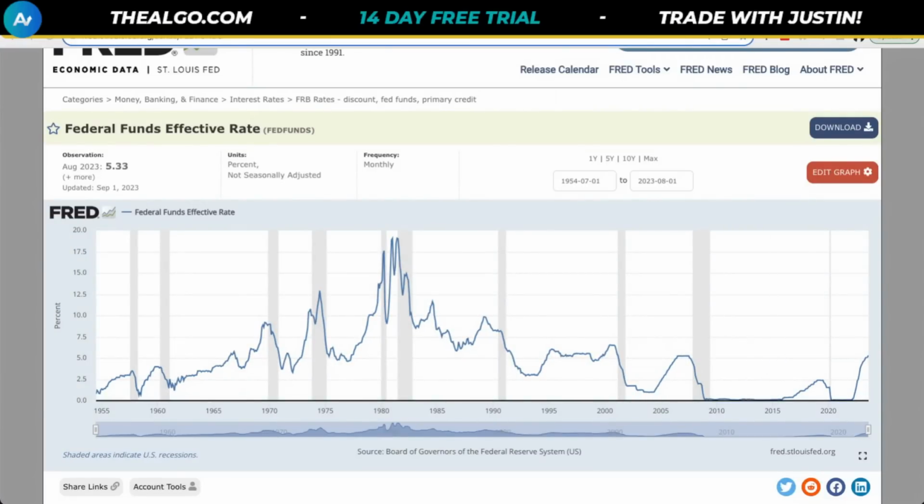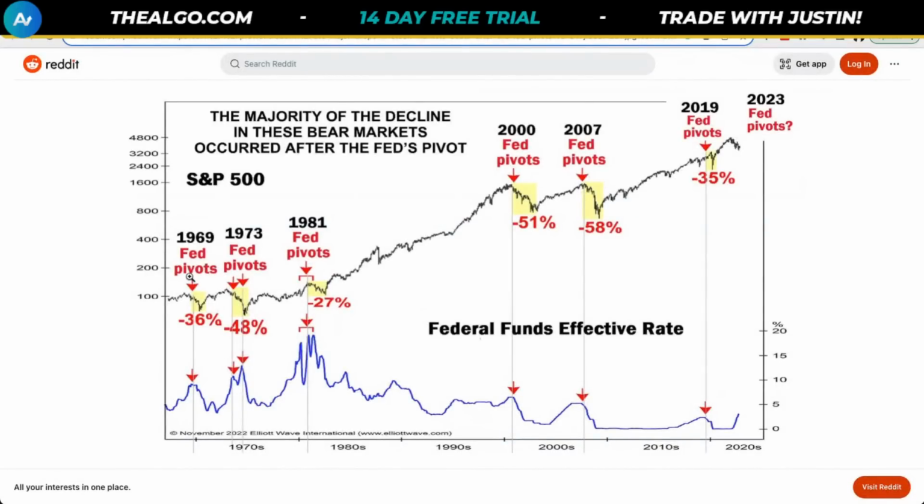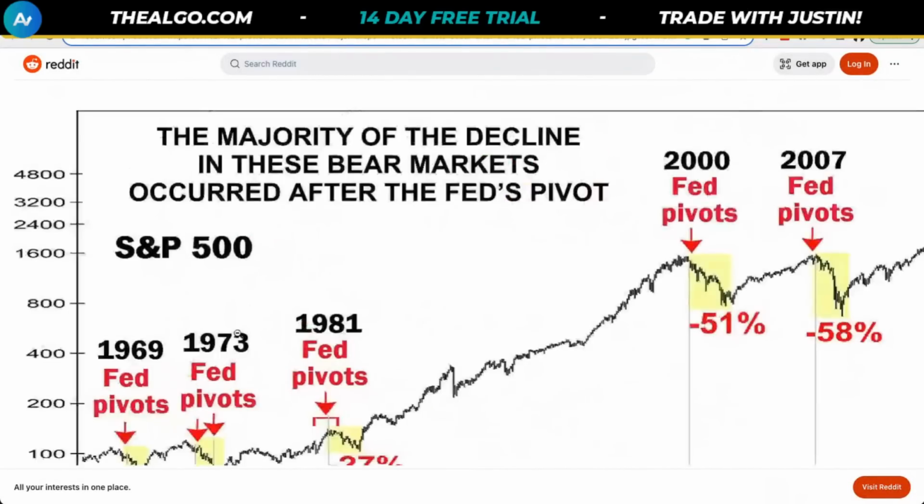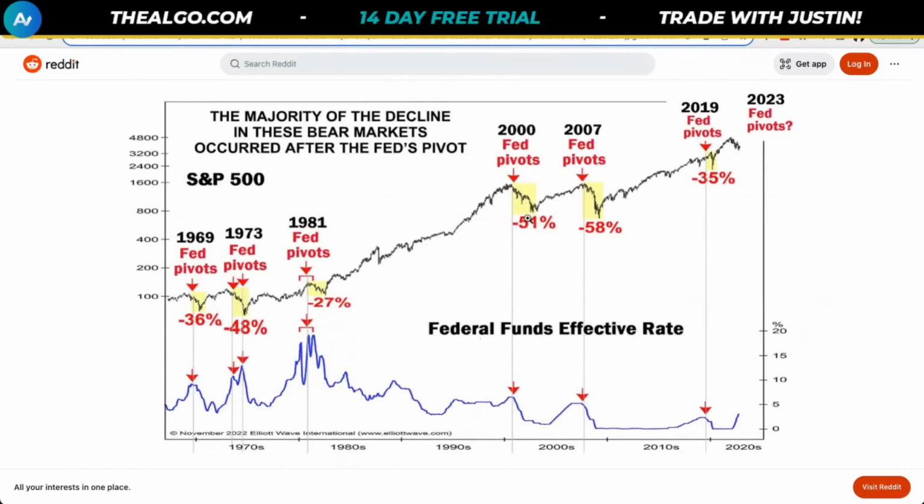So let me see if I can pull up that thing really fast. Our largest declines in a bear market happen after the pivot. I'm going to try to pull that up. But anyways, when we look at here, actually, I got it. So let's pull this up. Here we go. Open a new image, open image in a new tab. I want to talk about this because it shows us here that the Fed pivots. We go down 36, we go down 48, we go down 27, we go down 50, and we go down 58. Those are pretty big numbers. That would get me a little bit concerned.